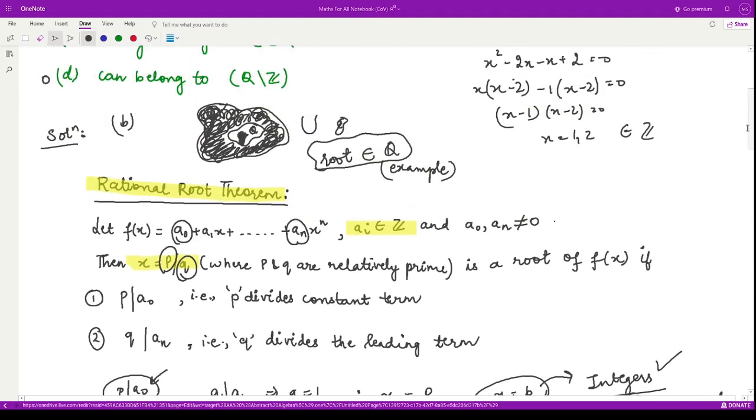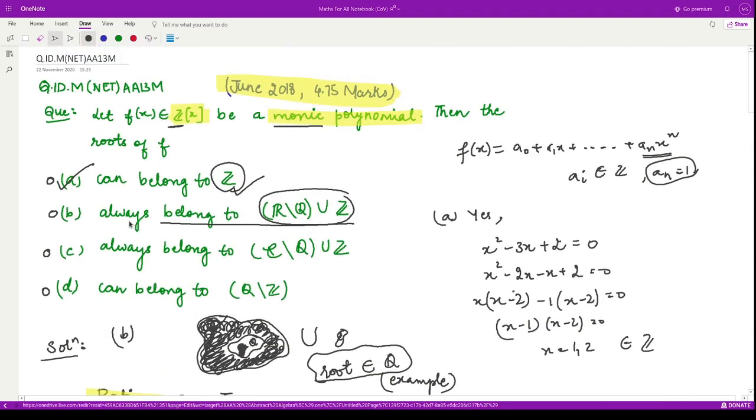So in the second option, they are saying the roots of a polynomial of this kind always belong to such a set. They are integers, yes. They belong to R minus Q, that means irrational numbers, yes. But we have the polynomial x square plus 1 and many more of this kind whose roots are complex numbers, so they do not belong to this complete set. Therefore this option is incorrect.